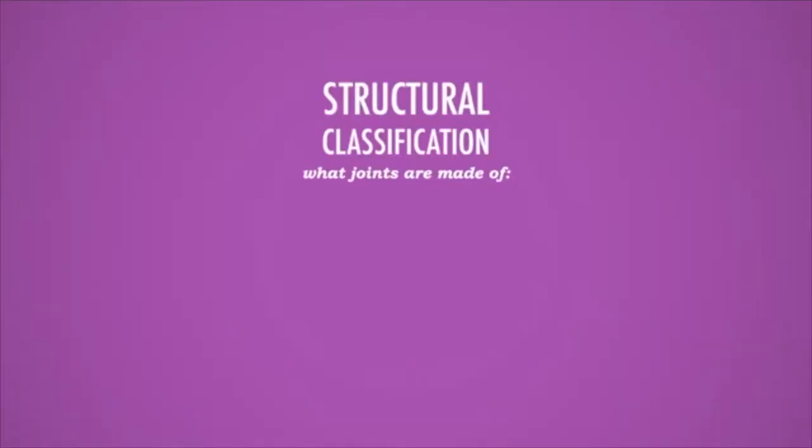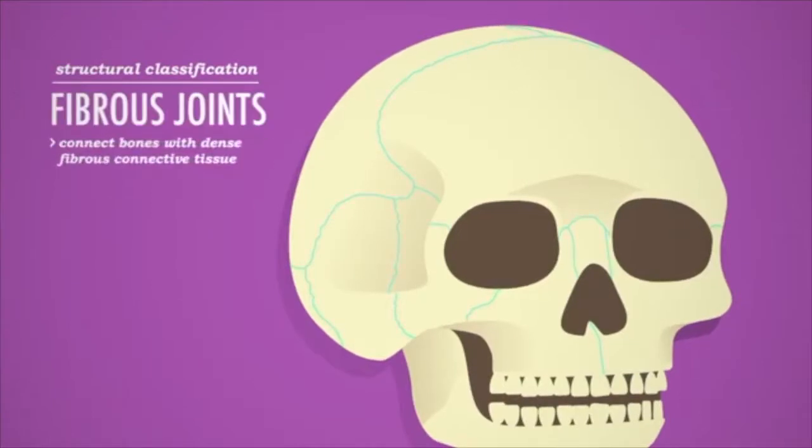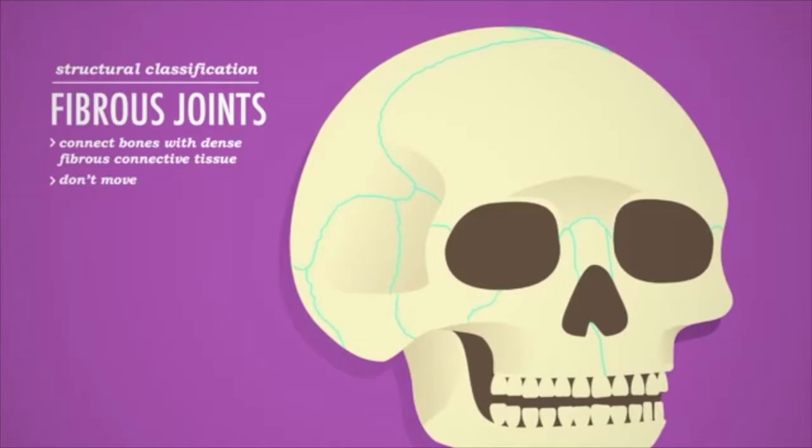But if you eventually find yourself in the business of examining and treating people's joints, and there are a lot of doctors who do, then it'll be especially useful to know the structural classifications. Structurally speaking, you've got fibrous, cartilaginous, and synovial joints. Fibrous joints connect bones with dense fibrous connective tissue and are mostly immovable, like those sutures between your skull bones.